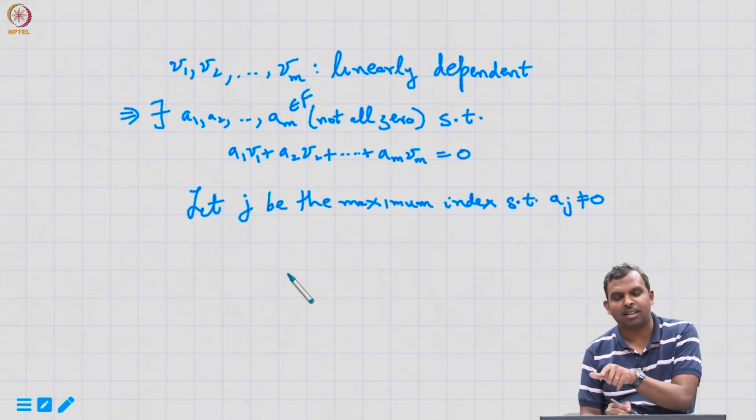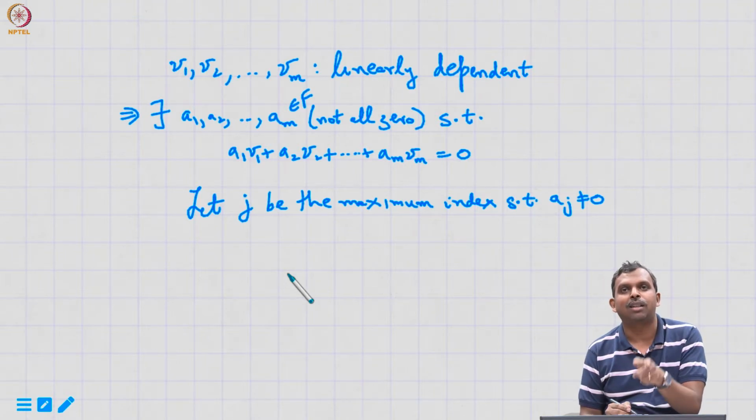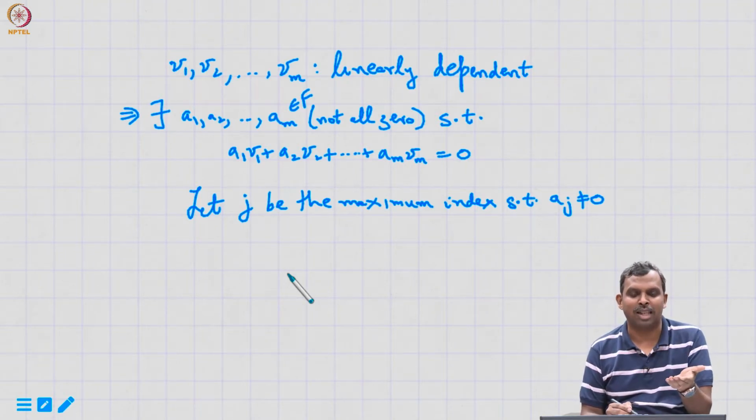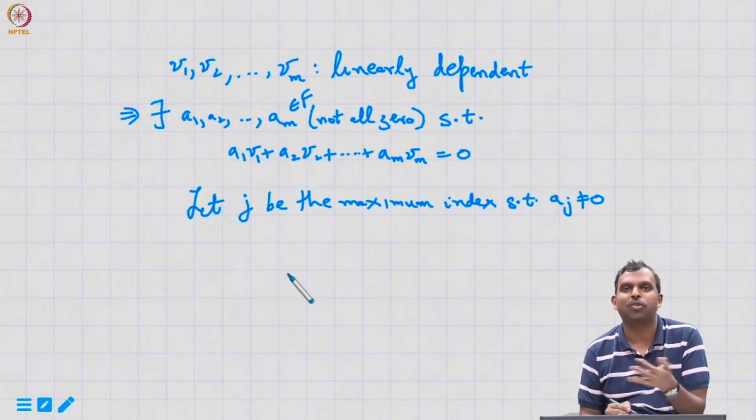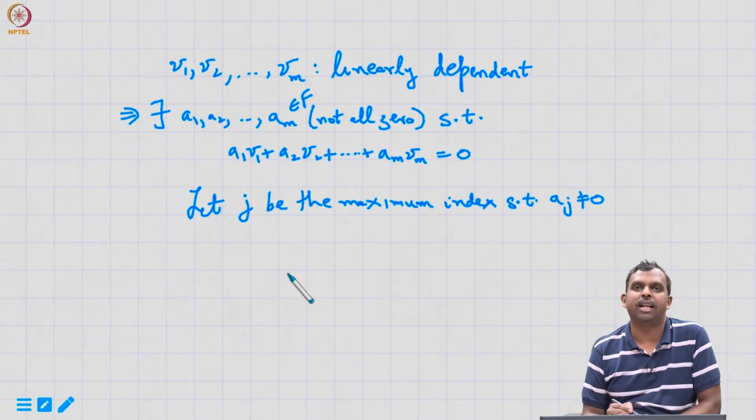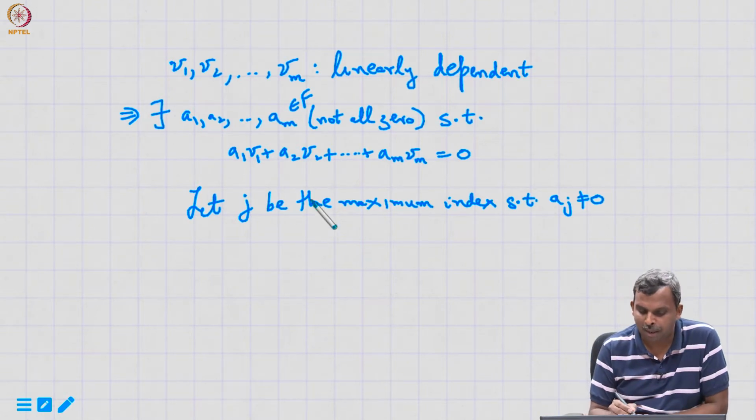Okay, so from the right, or from the largest possible index, you keep coming down till you hit the first non-zero guy. You know that will always happen, right? Because at least one of them is non-zero, so you will hit that, and that one becomes your index J.